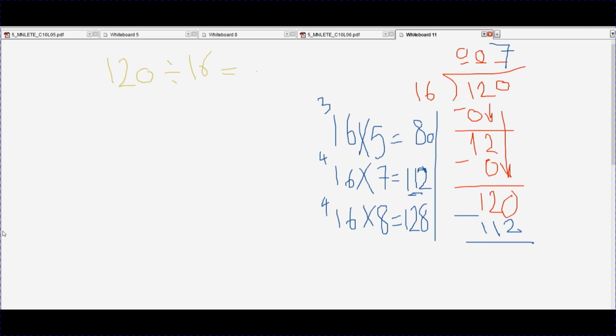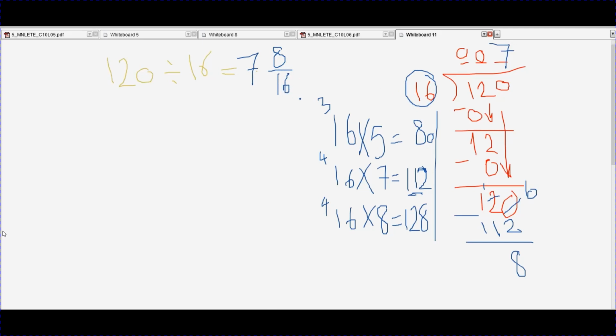Subtract it. So 0 minus 2 can't be done, so it will be 1 here and this will be 10. 10 minus 2 equals 8. 1 minus 1 is 0. 1 minus 1 is 0. So the remainder is 8. So we have here 7 and the remainder is 8, right? We can write it as 8 over 16 here.